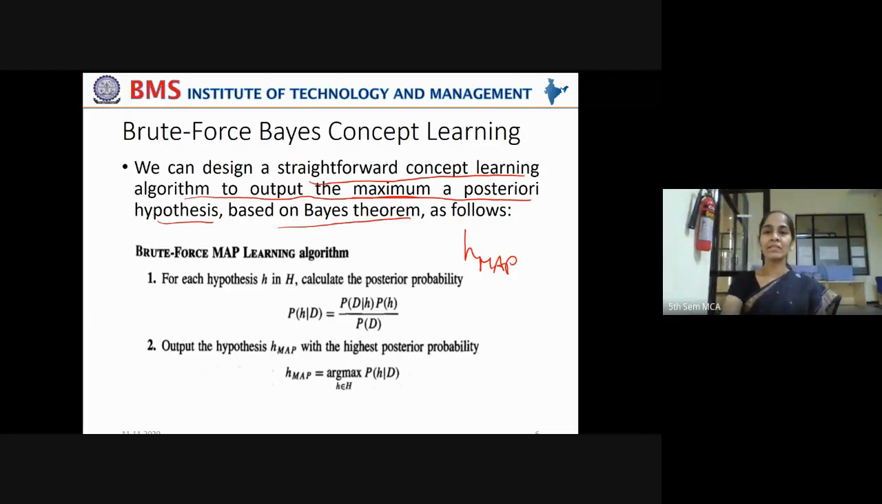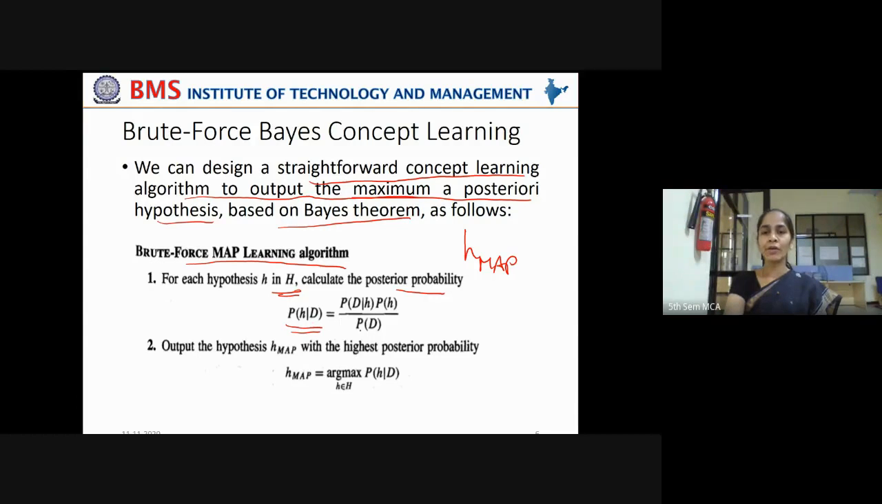And this is based on Bayes' theorem as follows. Let me explain the brute force MAP learning algorithm. How does it look? Initially, what is the first step? For each hypothesis H in the hypothesis space, capital H, calculate the posterior probability. You don't know which is the maximum a posteriori hypothesis, meaning you don't know which is the best one among all the solutions. So what you're doing is calculating their likelihood, calculating their probabilities. Whichever hypothesis has higher probability, that is your maximum a posteriori hypothesis. So first calculate all the hypothesis probabilities.